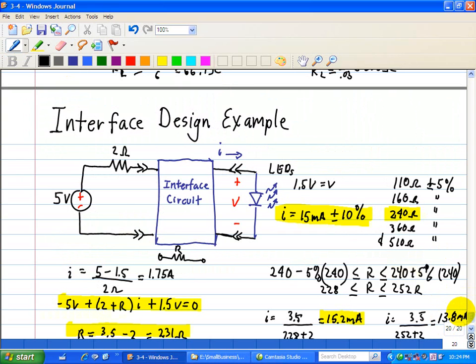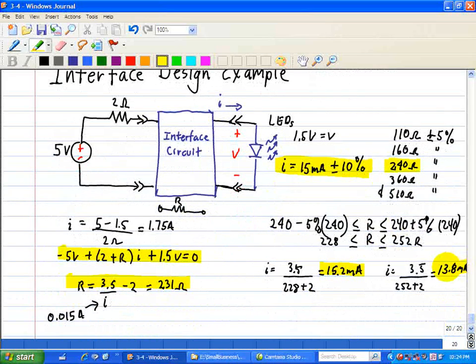Both of these values, 15.2 and 13.8 milliamps, are within the 15 milliamps plus or minus 10% tolerance on the LED current.